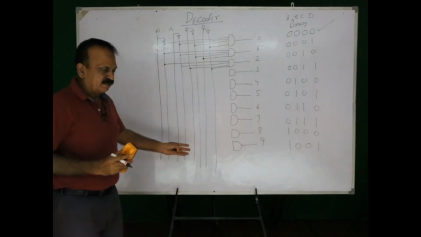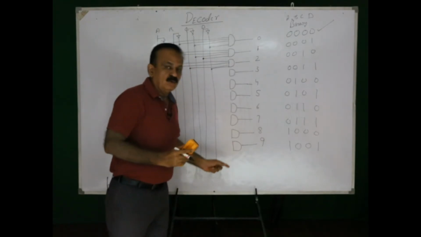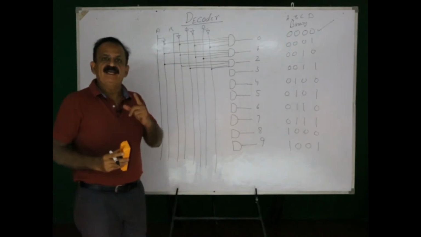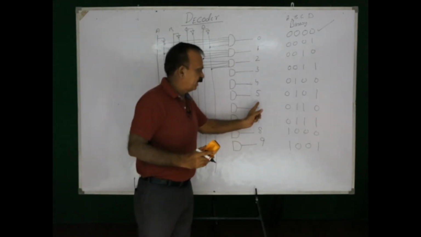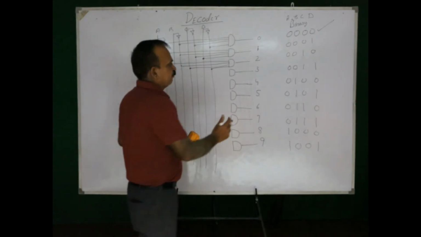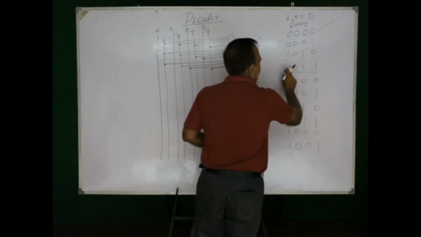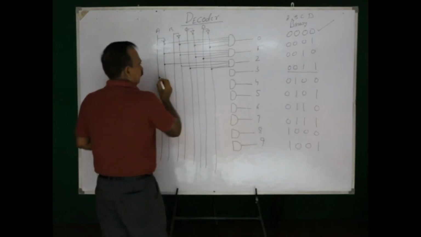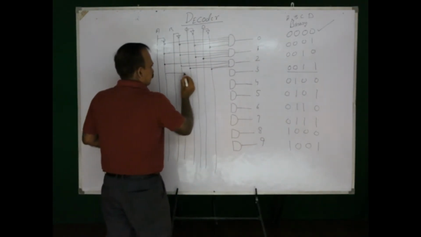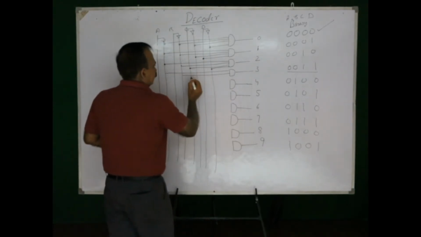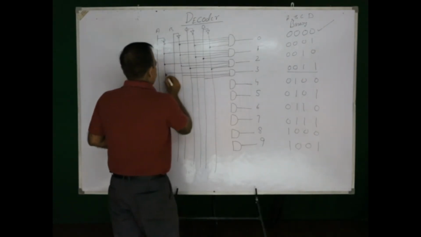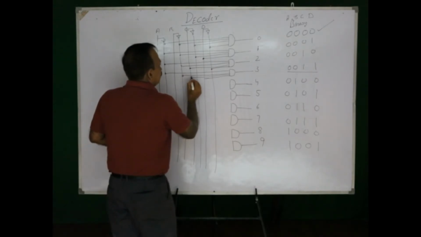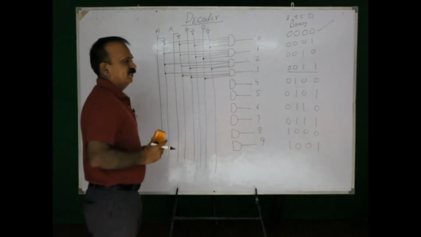All these gates, inputs of these gates will be connected to fundamental products according to the binary numbers whose decimal equivalents are given here. Like 3, I think A bar, B bar, C and D, it will be connected to A bar. The next is B bar, the next one is C, and the next one is D. A bar, B bar, C, and D.